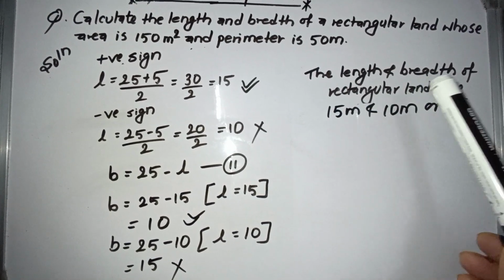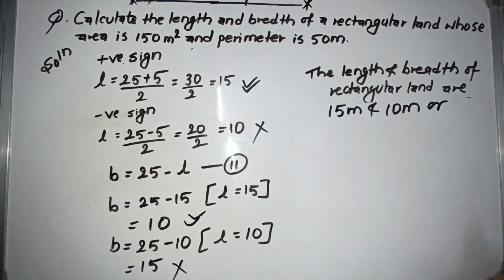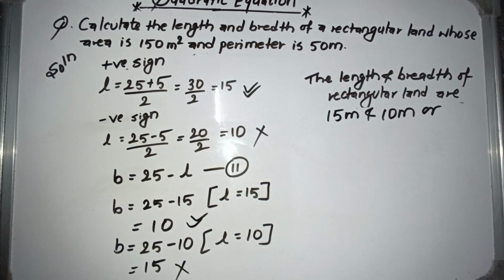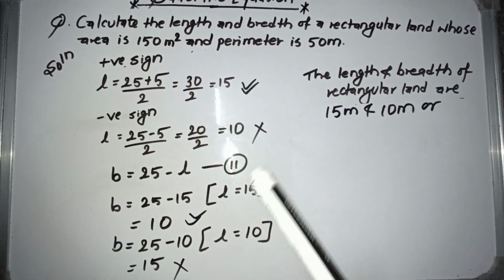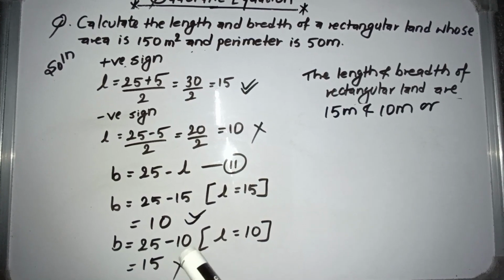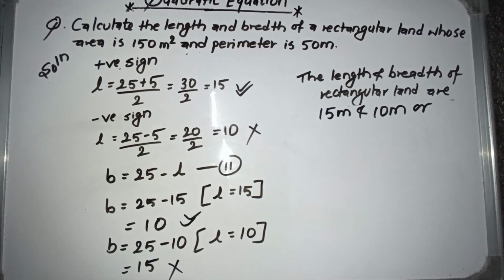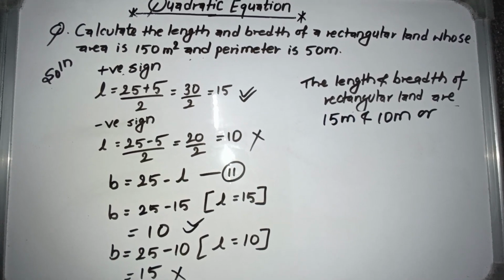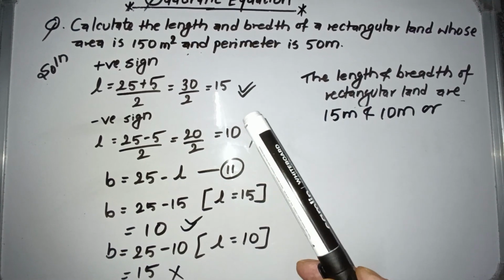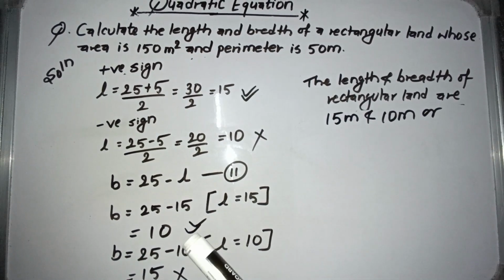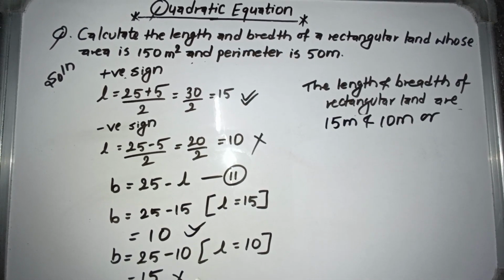The length and breadth of the rectangular land are 15 meter and 10 meter. We cannot use the second pair of values, because the length is always greater than the breadth. So we use 15 meter as the length and 10 meter as the breadth of the rectangular land.